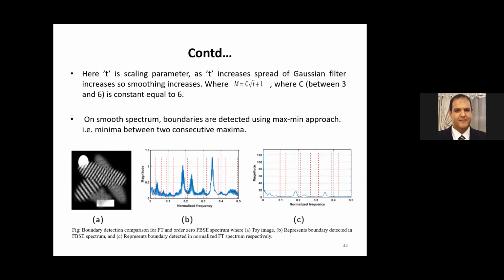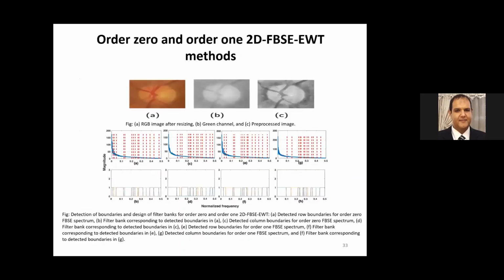And here you can see the RGB image of the fundus, and then we have the green channel and the processed image. In the literature it has been shown that the green channel gives better performance, so we have used the green channel for this study. And it has some unwanted components, so we perform pre-processing of that image.